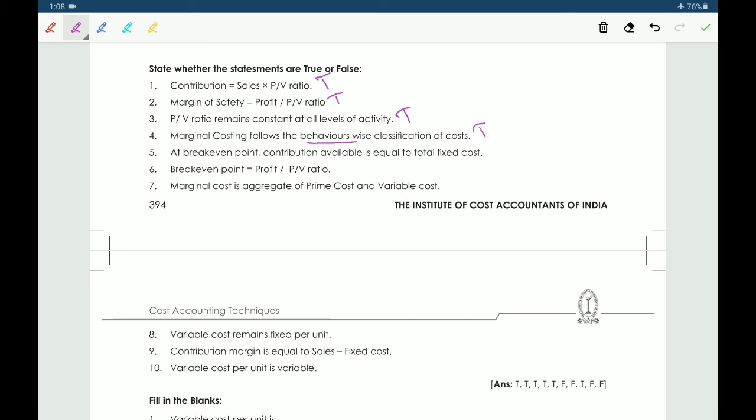Next, at a break-even point, contribution available is equal to total fixed cost. It is also true. That's the break-even point. Next, sixth one, break-even point equal to profit by PV ratio. It's a false statement. Profit by PV ratio is the margin of safety formula. Seventh one, marginal cost is aggregate of prime cost and variable cost. No, it is also a false statement.